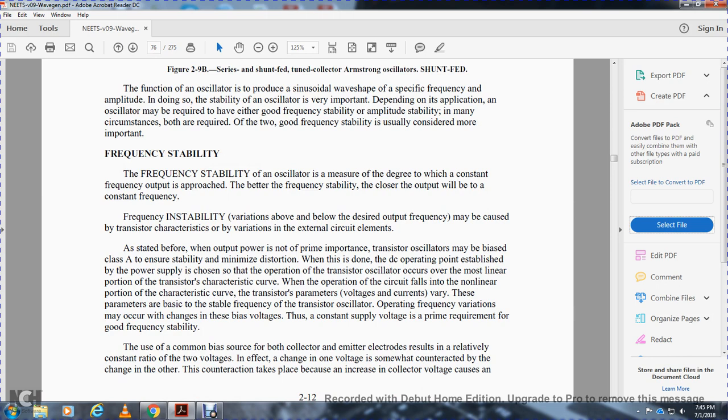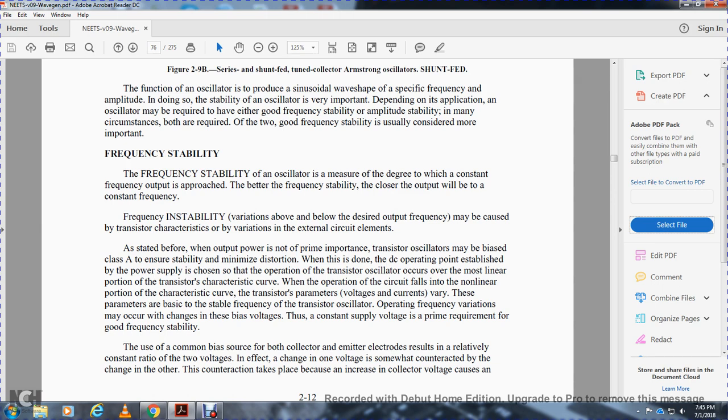Frequency instability, variations above and below the desired output frequency, may be caused by variations in transistor characteristics or in external circuit elements. As stated before, output power is not of prime importance. Transistor oscillators may be biased class A to ensure stability while minimizing distortion. When this is done, the DC operating point established by the power supply is set so that the operation of the transistor oscillator falls over the most linear portion of the transistor characteristic curve. Otherwise the operation of the circuit falls into a nonlinear portion of the characteristic curve of the transistor, and parameters, voltages, and currents vary. These parameters are the basis of the frequency stability of the transistor oscillator.